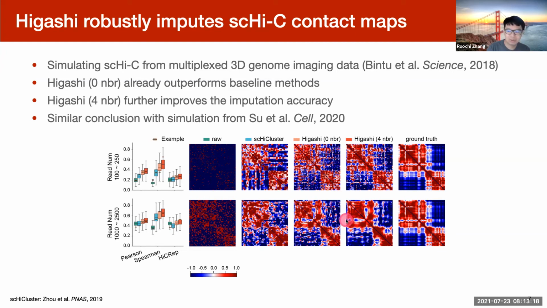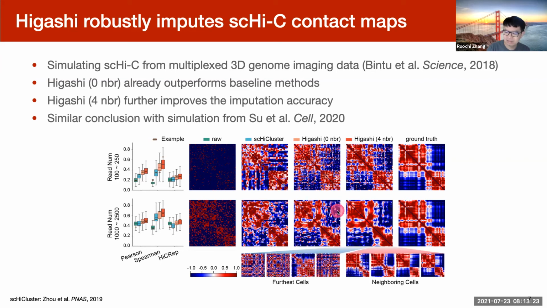To show why using neighboring information can be helpful, we also visualized the cells that make contributions to the imputation of this cell and the furthest cells in the embedding space. And as you can see, the cells that help with the imputation of this cell actually look very similar to the ground truth, while the furthest cells do not. And we ran a similar simulation experiment on this new imaging data from the Cell paper and reached similar conclusions.